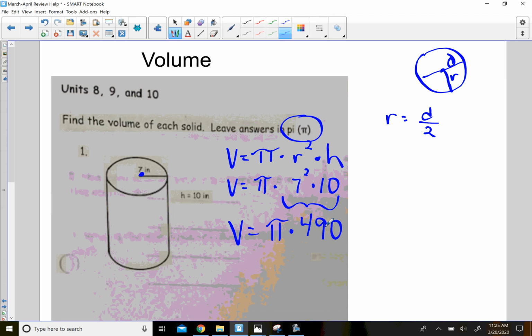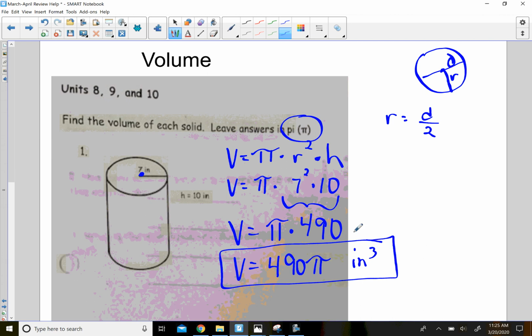But if we think about the standard way that we write math, usually the coefficient goes first. So I'm going to go one more step and say volume is equal to 490 pi, and then my units would be inches cubed. Not this number cubed, but the units are cubed for the volume.